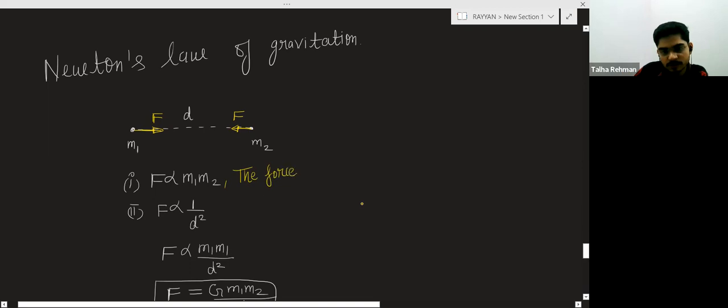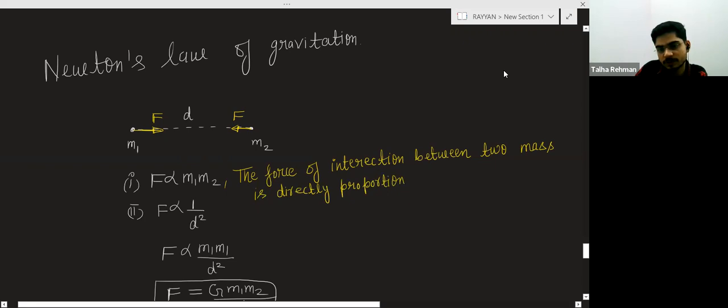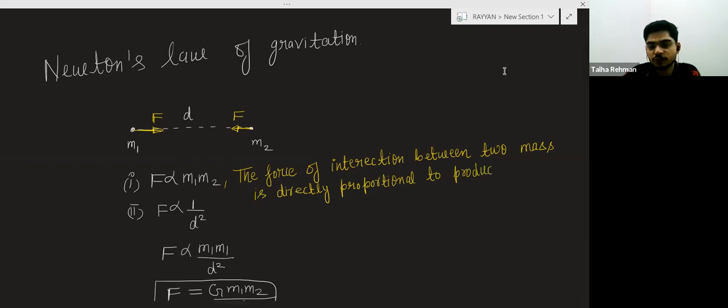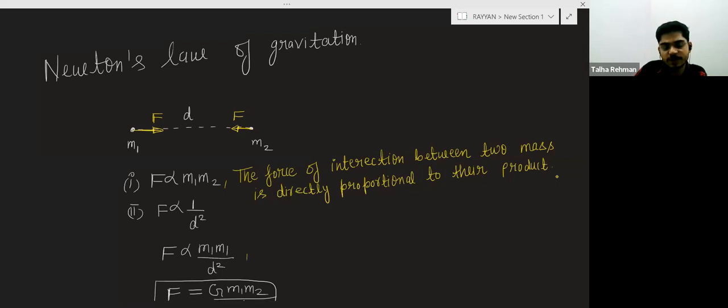This statement means: the force of interaction between two masses is directly proportional to the product of their masses. For this point, we can write it.